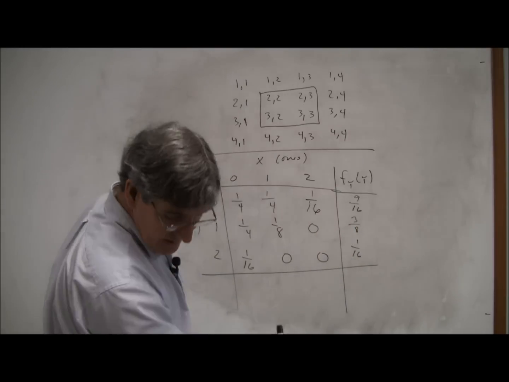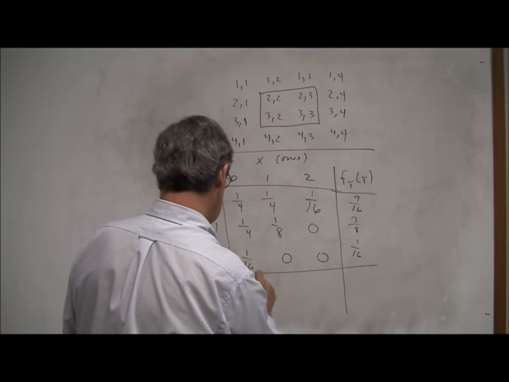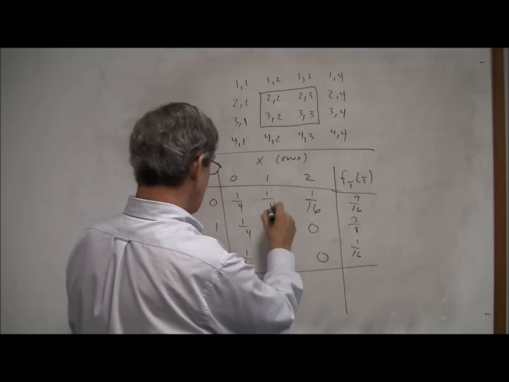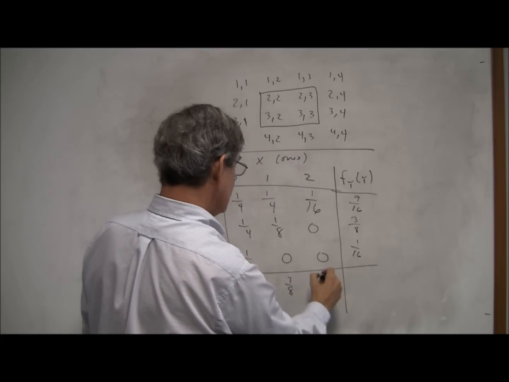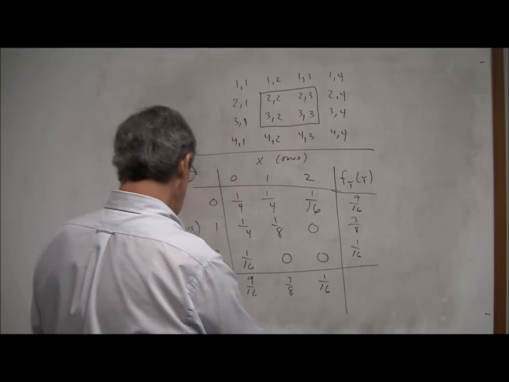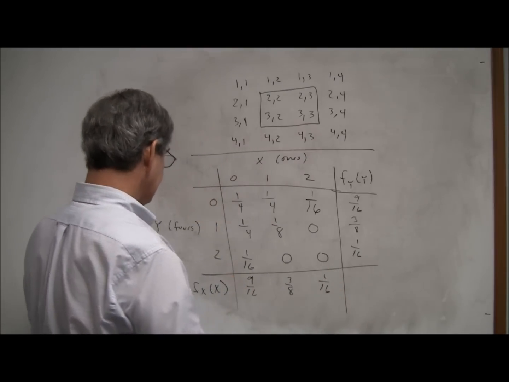Sum them in this direction. I believe I get the same things. Yeah, 9/16 here. 1/8 plus 1/4 again is 3/8. And this is 1/16. And this is Fx of x.